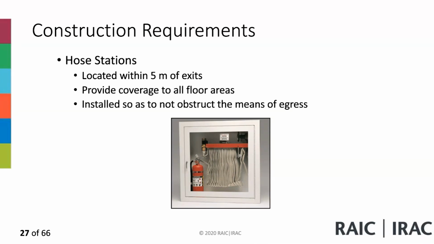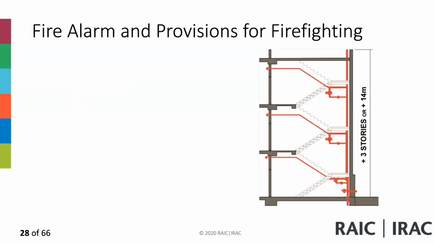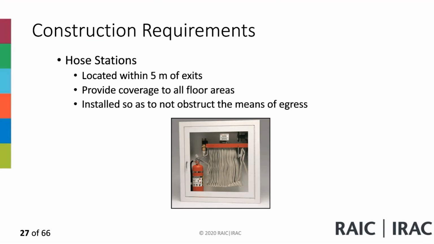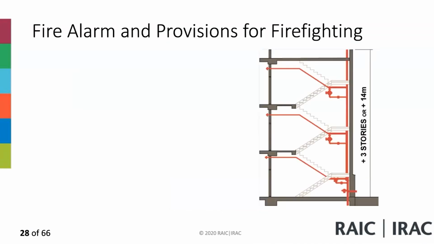Hose stations are located within 5 meters. Then 3.2.5.9 goes into design of the standpipe system, and it references the NFPA standards to which it needs to be designed. That's NFPA 14. 3.2.5.11 addresses the hose stations and their locations. So within 5 meters of exits, they need to provide coverage to all floor area, and they need to be installed so as not to obstruct the means of egress. So make sure that they are not obstructions. And 3.2.5.11 has details about the provisions related to the hose cabinets.